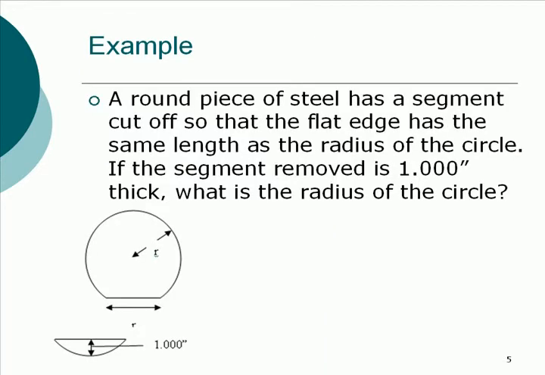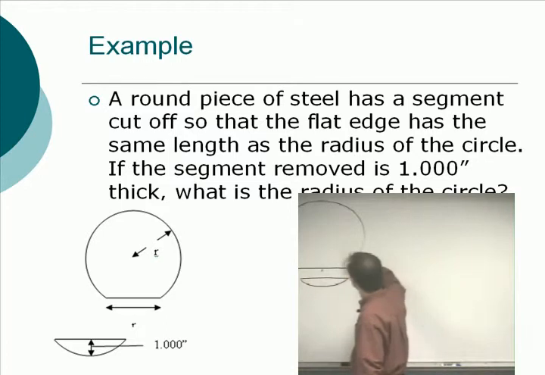Here's what we've got. You're starting out with a round steel disc, and you're going to chop what's called a segment off of it. Your goal is to chop off a segment, or a flat piece, off the side of that so that the flat spot that you cut off is the same as the radius. So this value right here is r.